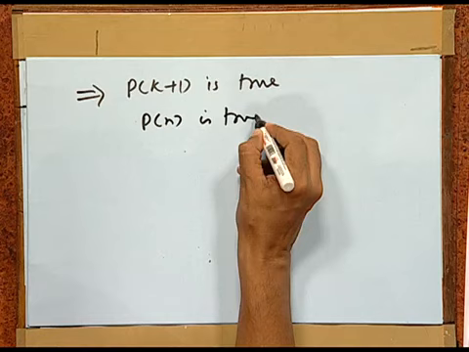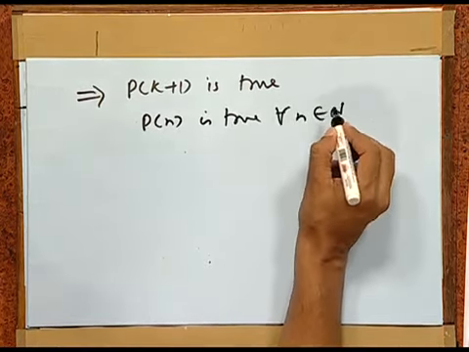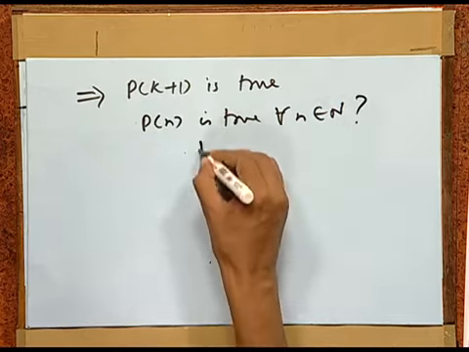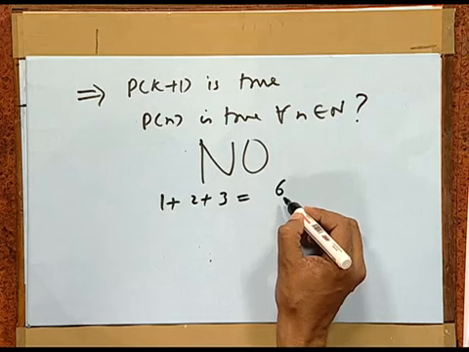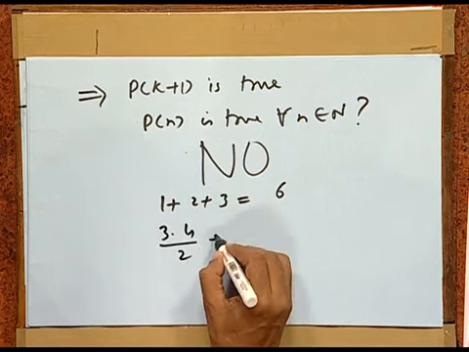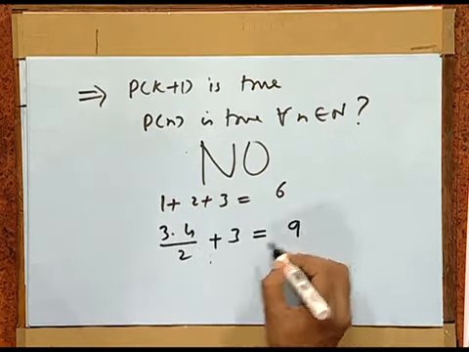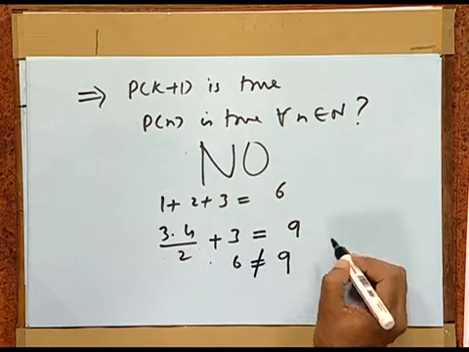Now, can we at this stage claim that P(n) is true for all n belonging to N? No, we cannot, because if you check the result for any value, say n equal to 3, what do we have? 1 + 2 + 3 equal to 6 in the left hand side, and in the right hand side you have 3·4/2 + 3 equal to 9, while 6 is not equal to 9. So, we are arriving at a wrong result.